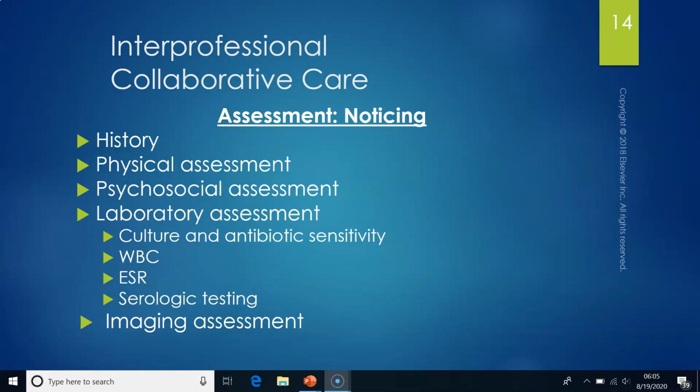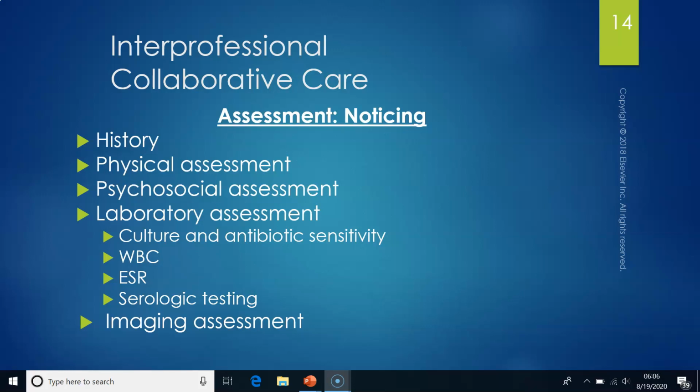Anyway, interprofessional collaborative care assessment. We as nurses are excellent history takers. We're good at getting the information from our patients. When you're looking at history, you want to look at their pre-existing disease processes. You also want to look at recent hospitalizations. And remember, just because they haven't been to the hospital where you are doesn't mean they haven't been treated somewhere else, perhaps at an urgent care or their physician's office.